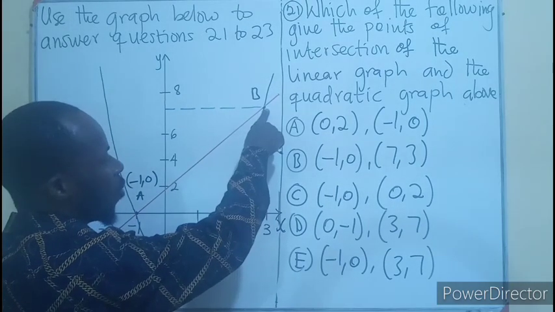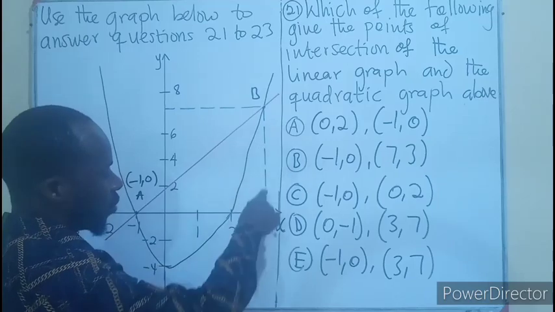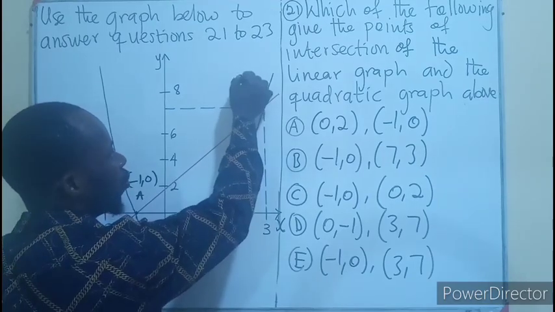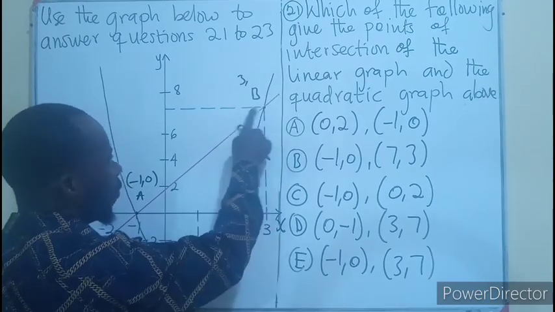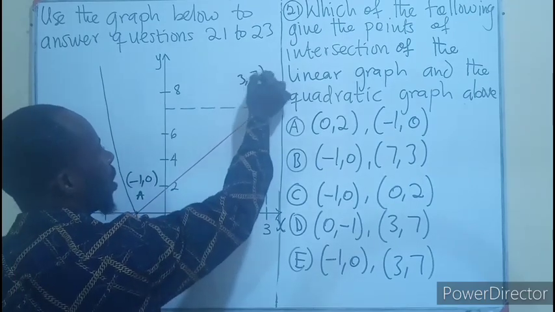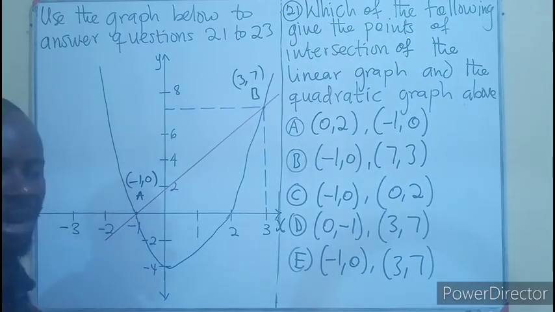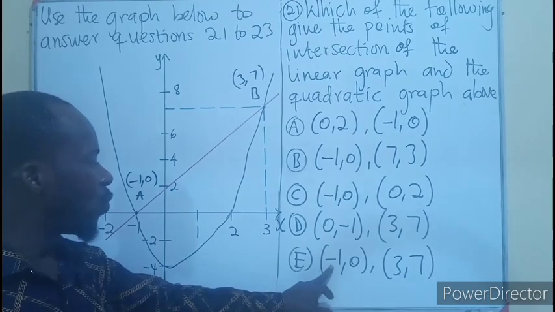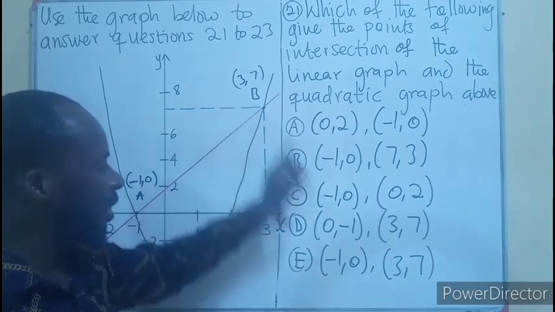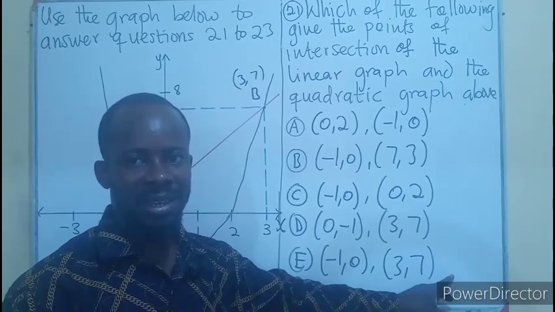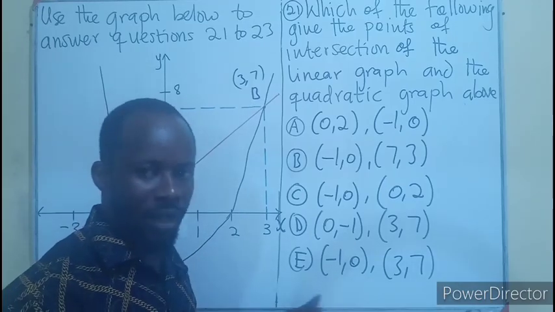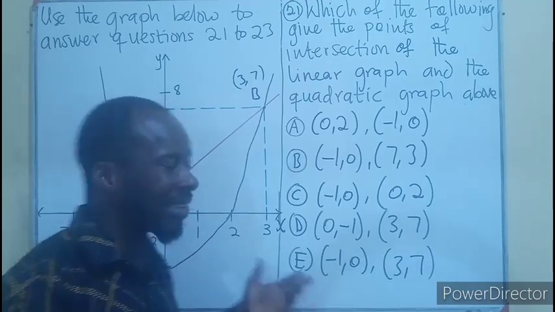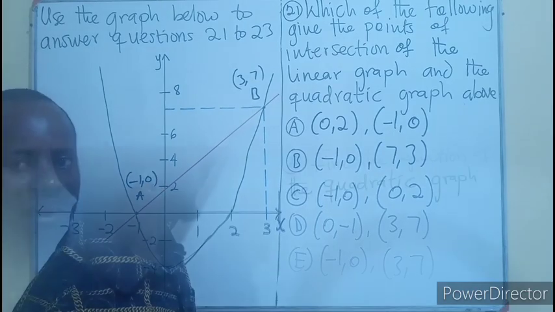Then we see the point B. We trace it back to the x-axis, which will be 3. Then we move on the y-axis, which will be 7. So the correct point of intersection is -1, 0, and 3, 7. So this will be the correct option, option E, that satisfies this graph.